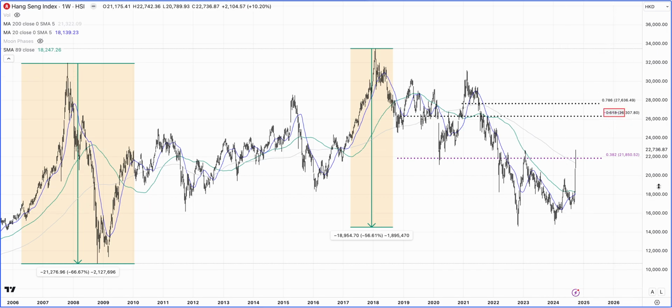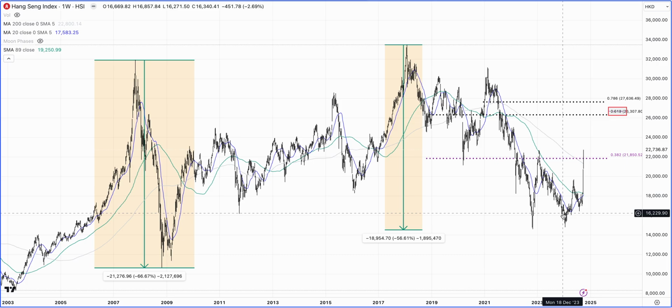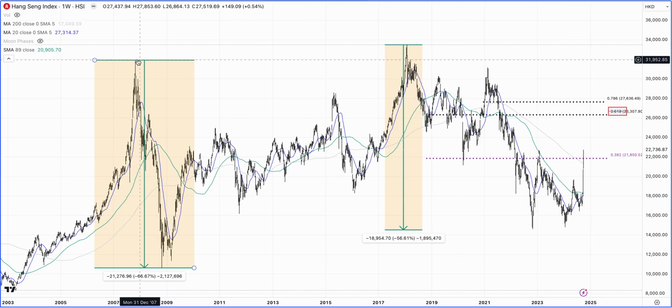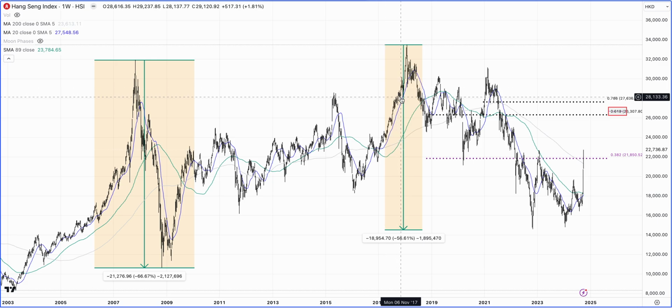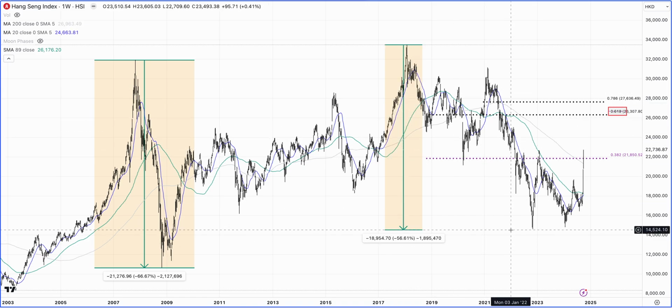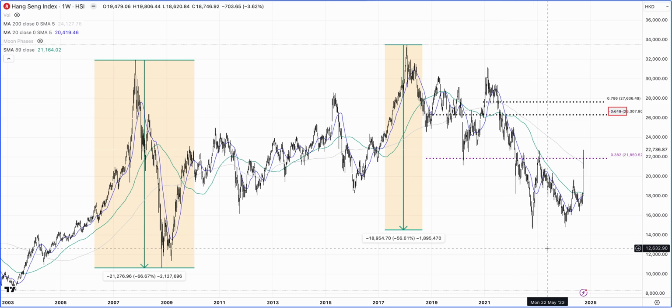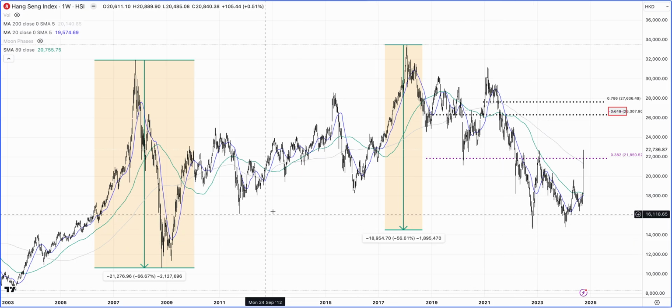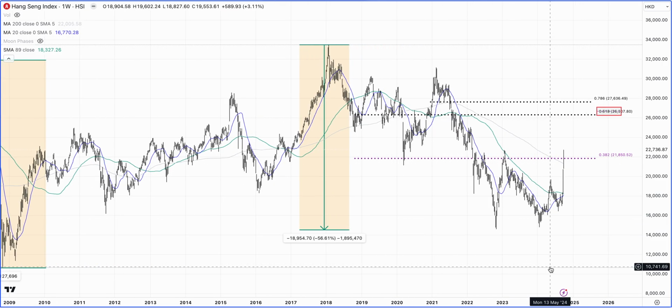Now here, what we see is basically this market, whenever it has its decline, this was about a 66% decline during the financial crisis of 2007-8. And then this one is 2017. I don't know exactly what was going on back then, but if you take the top and the bottom, which came around here, that was about a 56% retracement. So the Hong Kong market goes through pretty big cycles, as you can see.